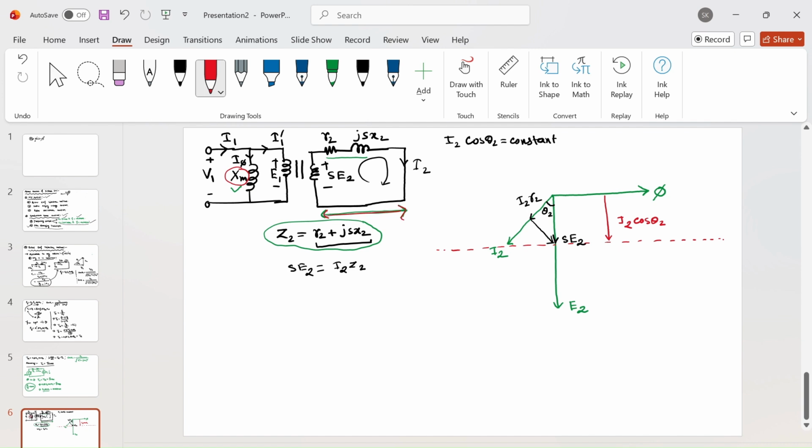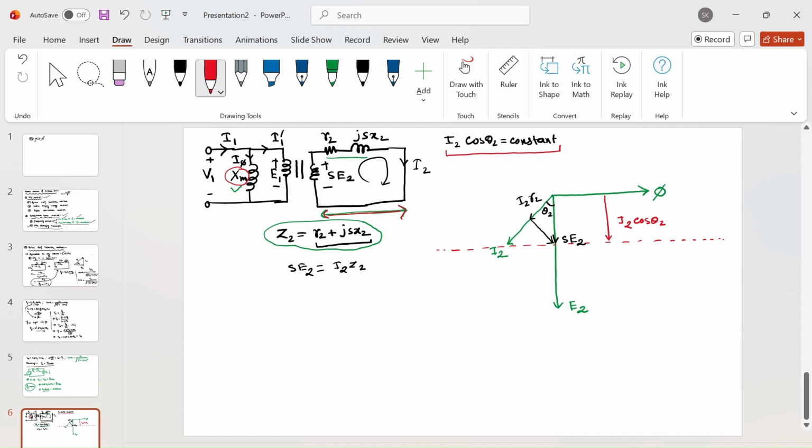Here SE2 is the per phase induced voltage in the rotor at running condition, and these are the rotor impedance R2 plus jSX2, and I2 is the rotor current. If I summarize from the previous slide, this condition has to be satisfied if there is a constant load torque, even if you are injecting a voltage through the slip ring: I2 cos theta 2. The phasor diagram is almost similar to a transformer.